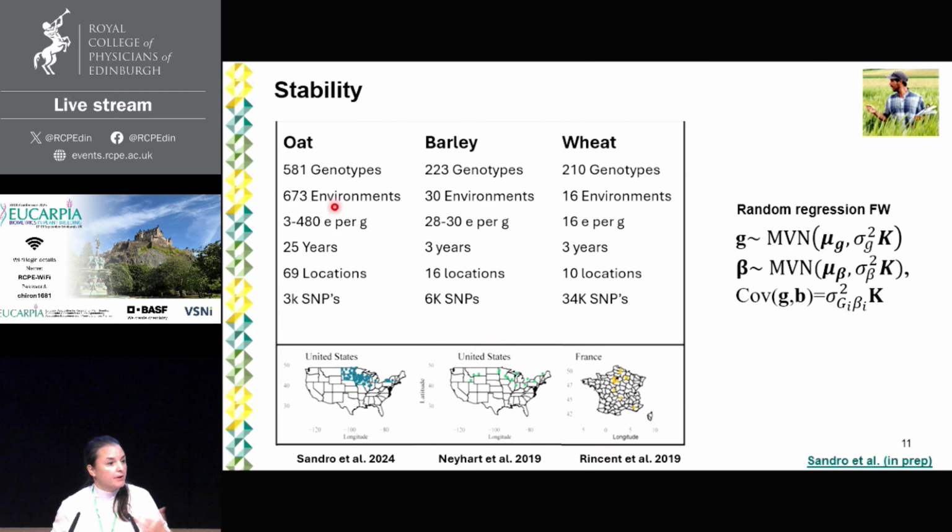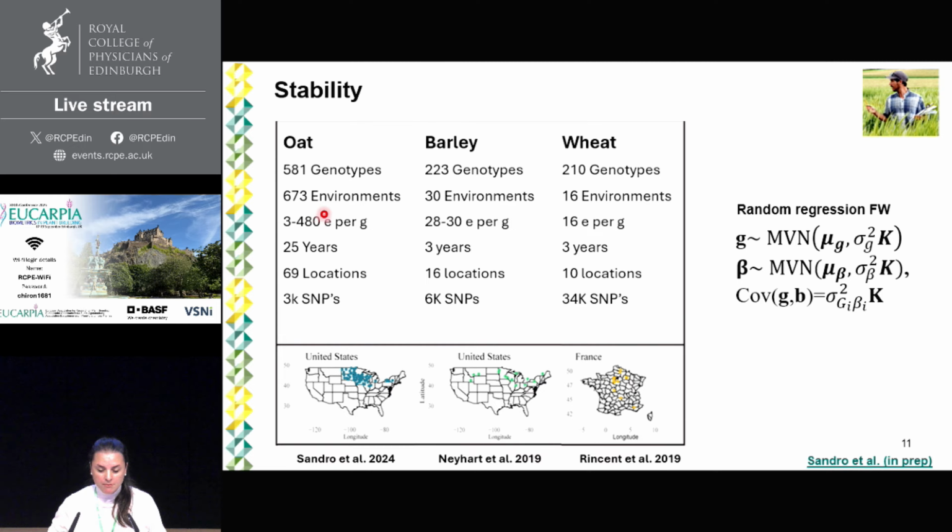In oats, we have a huge number of environments, but highly unbalanced. Some genotypes were only evaluated in 3 environments, and others were evaluated in 480. Oat replacement of varieties is very slow, so that's why some of those have been tested forever, and we have a lot of data.